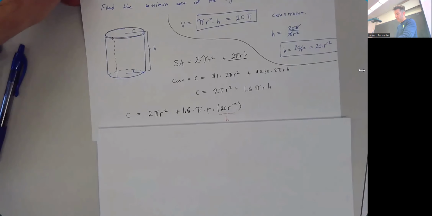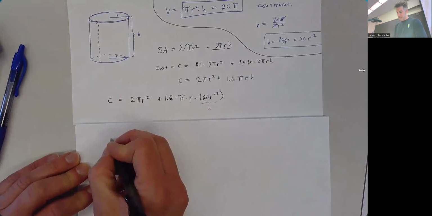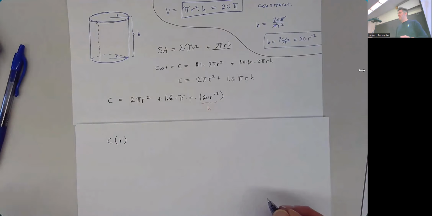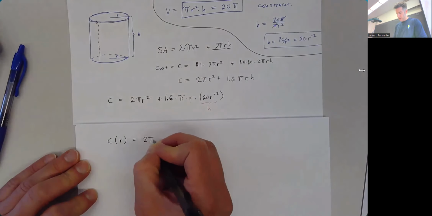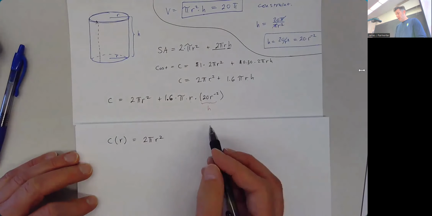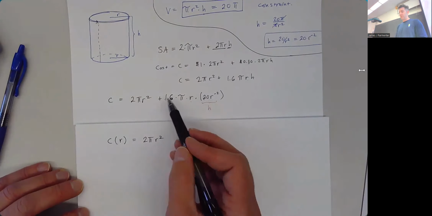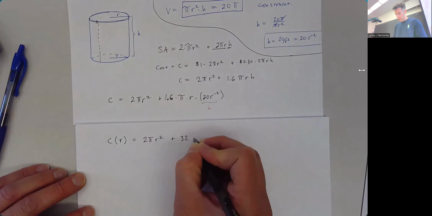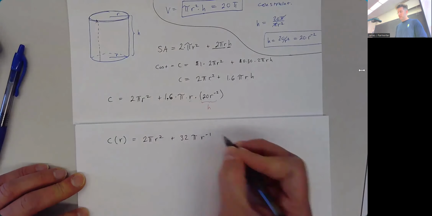Let's do a little bit of simplification. When I write this, I do like to write c as a function of r. It lets me know, oh yeah, I'm writing c is just a function of the radius. And it's going to be 2 pi r squared. 1.6 times 2 is 3.2. So 1.6 times 20 should be 32. So 32 pi, and then r times r to the negative second is r to the negative first.